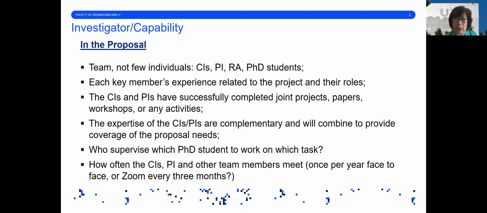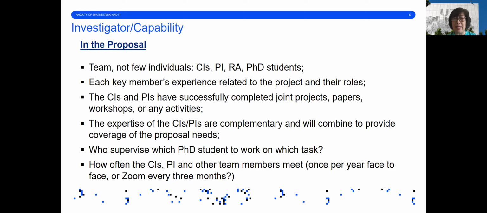In your proposal, I believe you are not a single CI. You have another CI or you have a PI. At least you will ask ARC to give you PhD student scholarships and research fellow or RA or whatever. In the proposal, you need to mention the whole team is excellent. The whole team has capability.